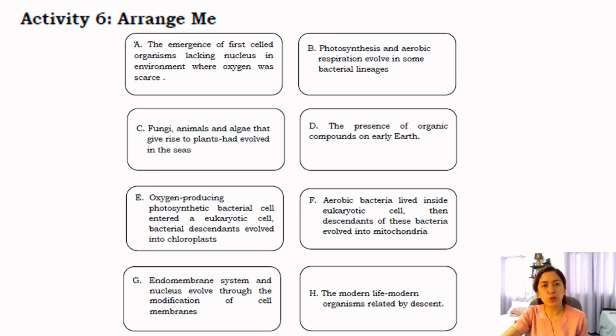What you're going to do is, from the given statements, arrange them to show the origin and the evolution of eukaryotes. Number them from 1 to 8. 1 is the earliest. You may pause for 3 minutes to answer. Are you done? Now let us answer.